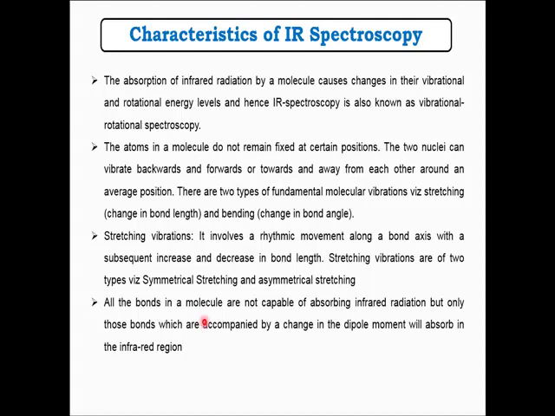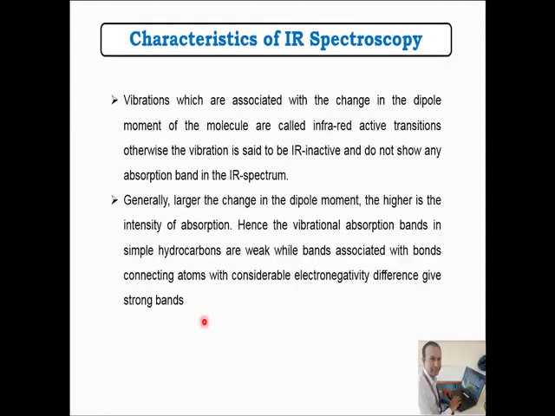Basically, all the bonds in a molecule are not capable of absorbing IR radiation, but only those bonds which are accompanied by a change in dipole moment will absorb in the IR region. Further, the vibrations which are associated with a change in the dipole moment of a molecule are called IR active transitions. Those that do not have any change are said to be IR inactive.